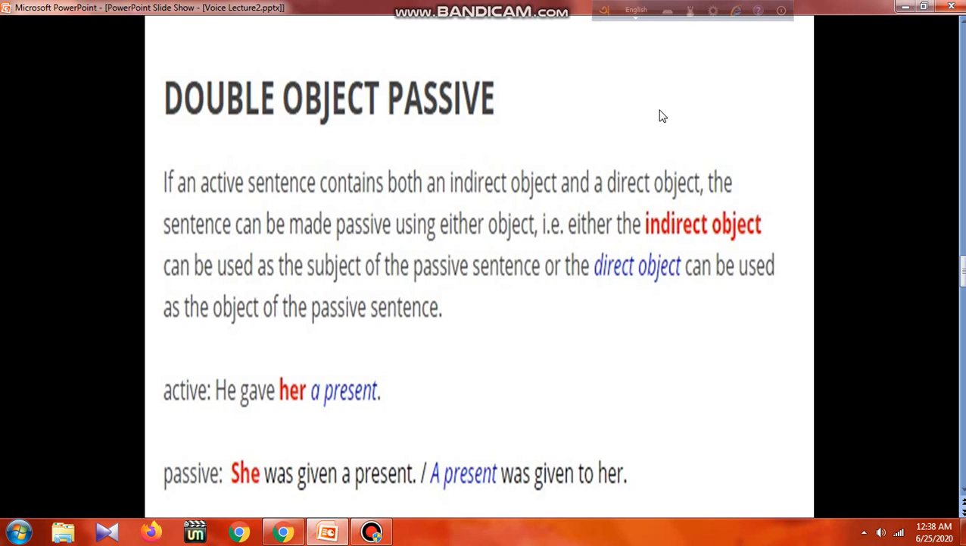In some cases you will find that we were discussing the rules that we have to bring the object to the beginning, then change the voice. But in some cases you will find that there are two objects. So in this case what will happen? If an active sentence consists of both an indirect object and a direct object, the sentence can be made passive using either object. The indirect object can be used as the subject of the passive sentence, or the direct object. So we find two objects, direct object and indirect object. Direct means which comes at the beginning, indirect means which comes later.